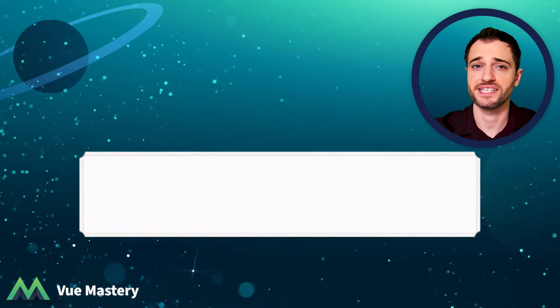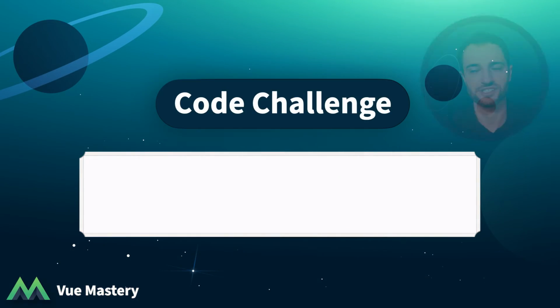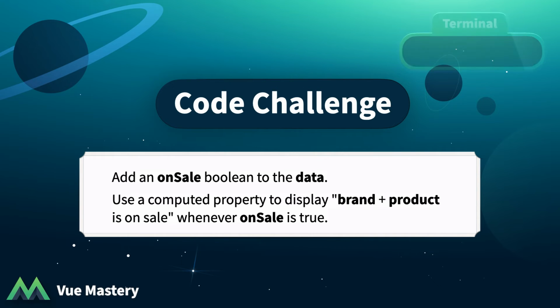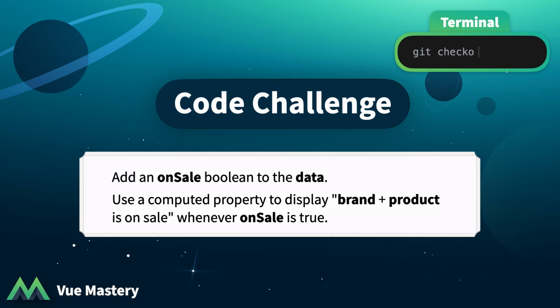And with that, we've come to the end of the lesson and to our coding challenge. Add an on-sale boolean to the data, then use a computed property to display the string brand plus product is on sale, whenever onSale is true. To access the ending code, you can check out L8-end.